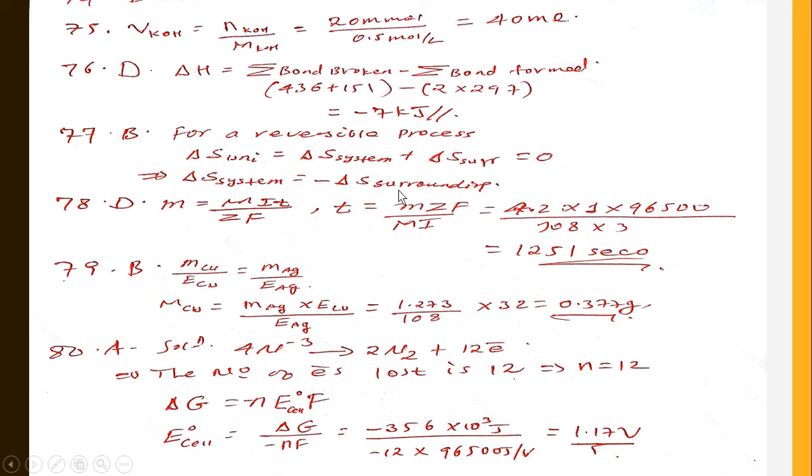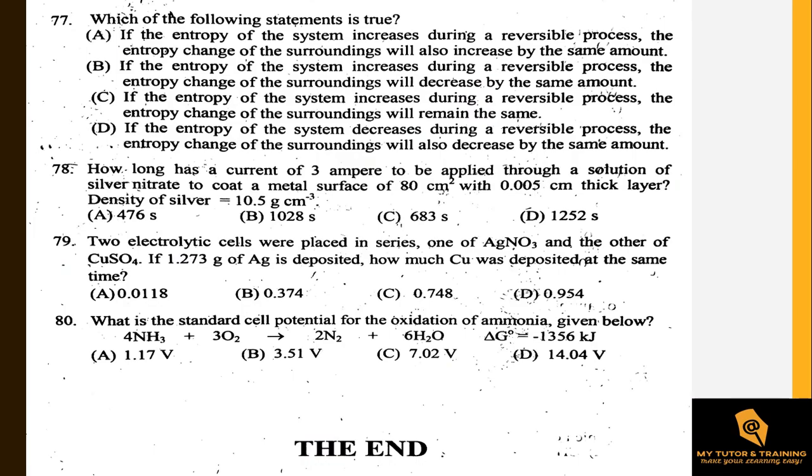Let's come to question number 78. How long has a current of 3 ampere to be applied through a solution of silver nitrate to create a metal surface of 80 centimeter cube with 0.05 thick layer. Density of silver is given.